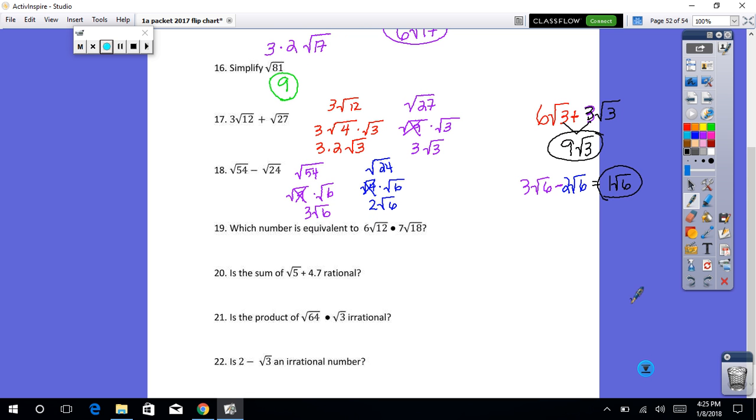Okay, when we multiply, remember the outsides go with the outsides, the insides with the insides, and then we'll simplify from there. So we have 6 times 7, which is 42. That's our outside number. And our inside number is 12 times 18, which is 216.